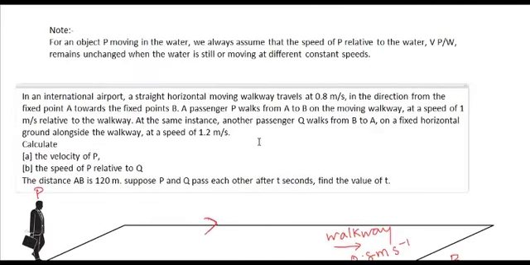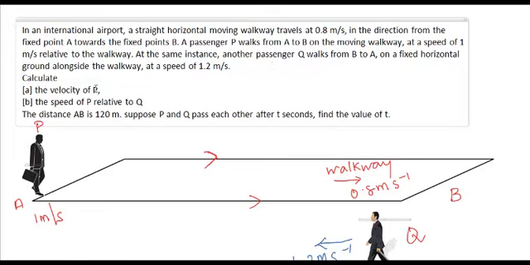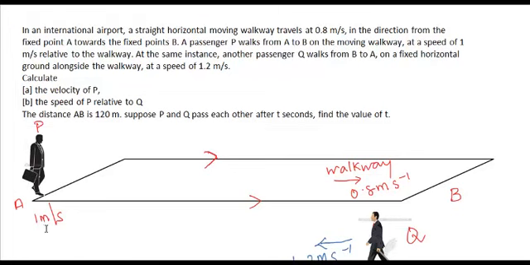Now let's consider another example. In an international airport, a straight horizontal moving walkway travels 8 meter per second in the direction from the fixed point A towards the fixed point B. A passenger P walks from A to B on the moving walkway at a speed of 1 meter per second. So this person P is moving 1 meter per second.